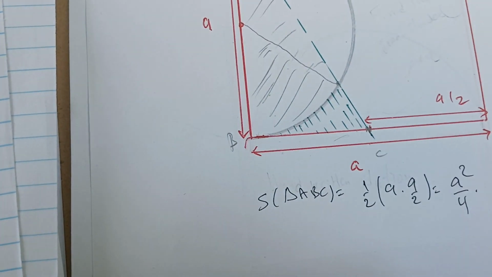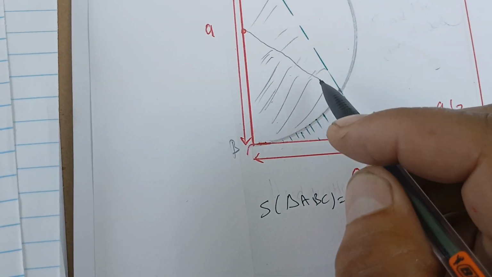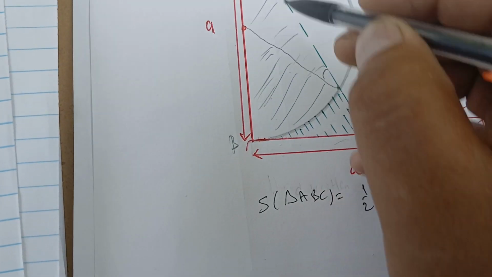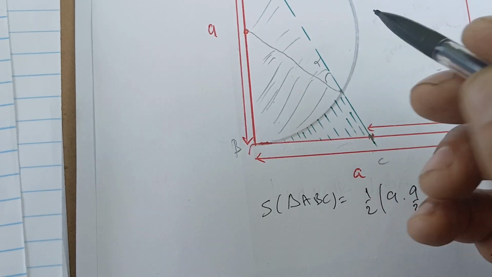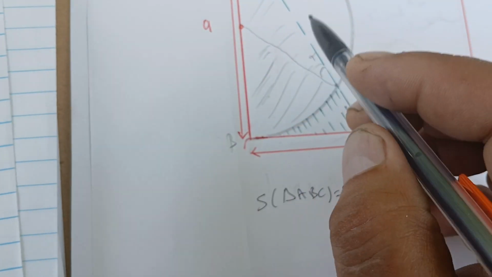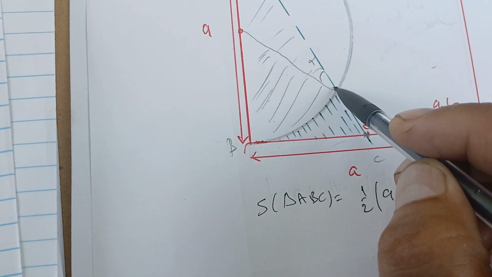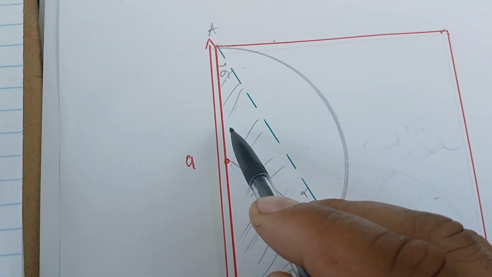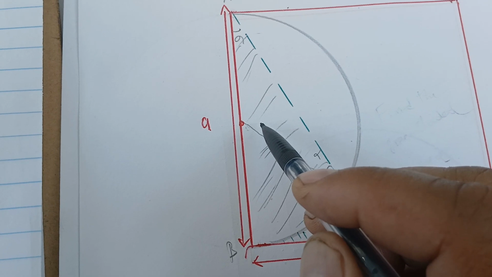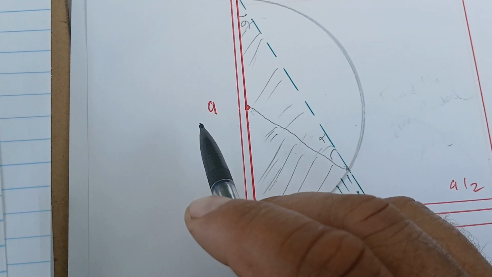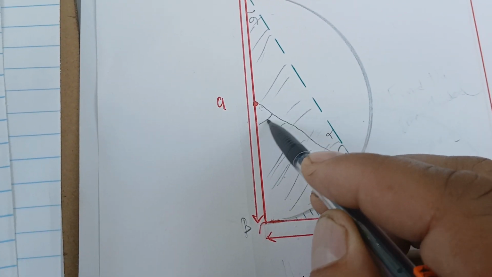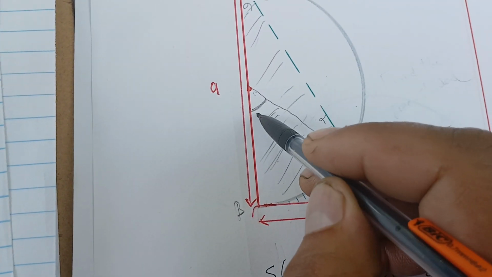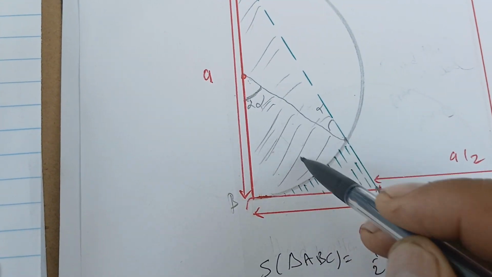So what's this one here? If I call this angle here alpha, and this is angle alpha as well, because this one is a over 2 and this one is a over 2. Therefore, I have an isosceles triangle. But this one helps me find this angle here. So this is the sum of these two, so this is 2 alpha. So I know this area here now.